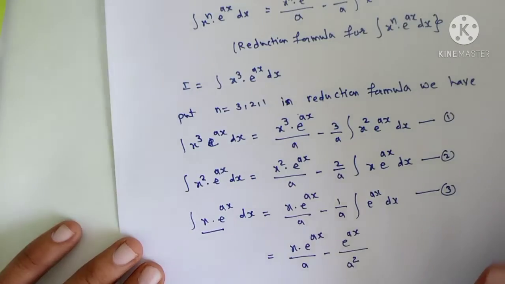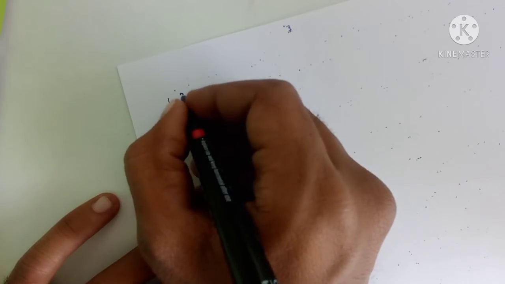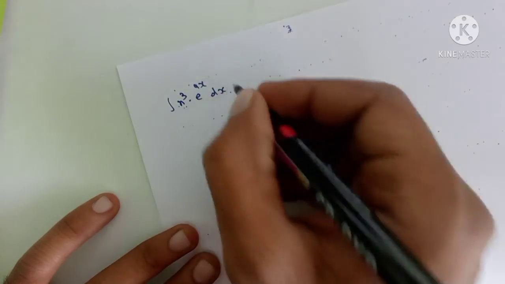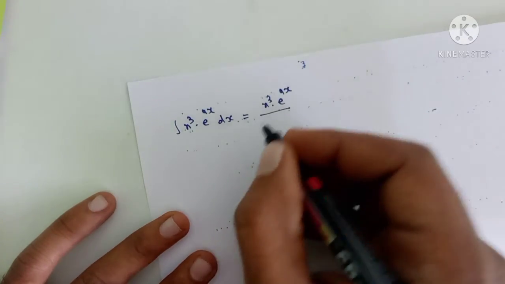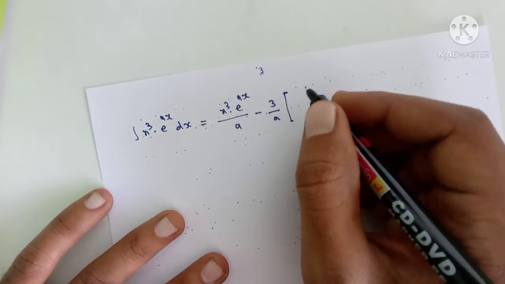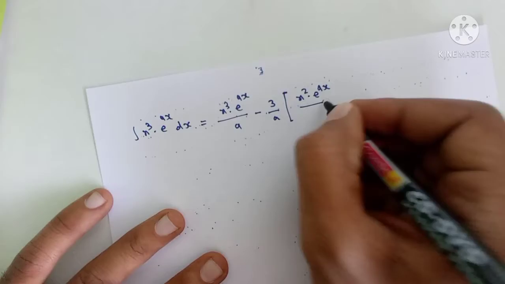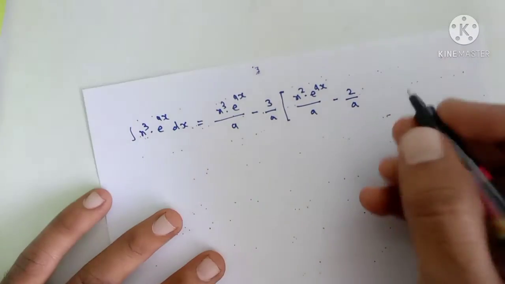Now put the value of equation 3 in equation 2. We have integration of x cube into e raised to ax dx is equal to x cube into e raised to ax divided by a, minus 3 by a into, in bracket, x square into e raised to ax divided by a minus 2 by a as it is into integration of x into e raised to ax dx.